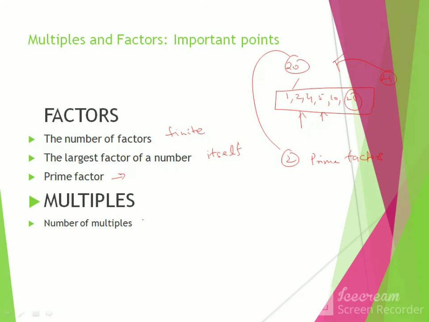Now if you look at the multiples, the number of multiples is infinite. Since the natural numbers are infinite, you can multiply them infinitely and you will get the number of multiples as infinite.